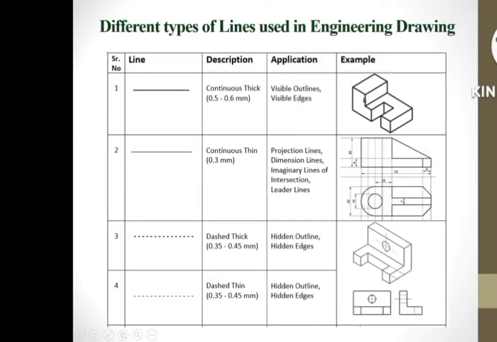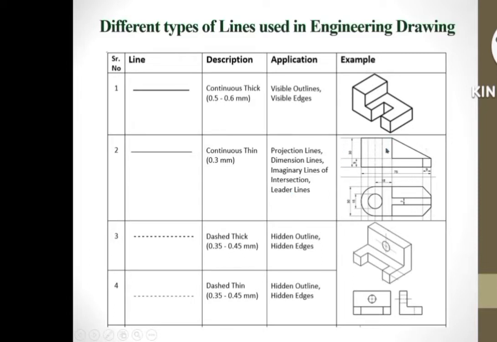We have a machine part here, and we can see all the edges or outlines are drawn using continuous thick line. Second one is continuous thin, which is approximately 0.3 millimeter thick. Such lines are used for drawing projection lines, dimension lines, imaginary lines of intersections, leader lines.